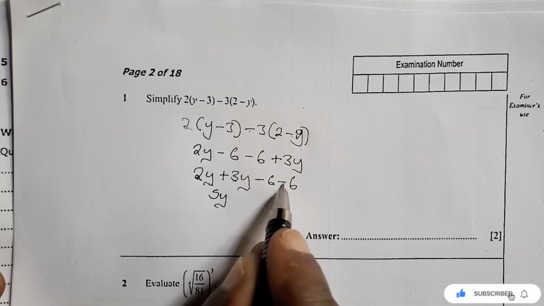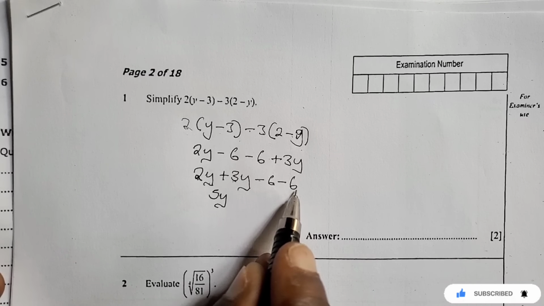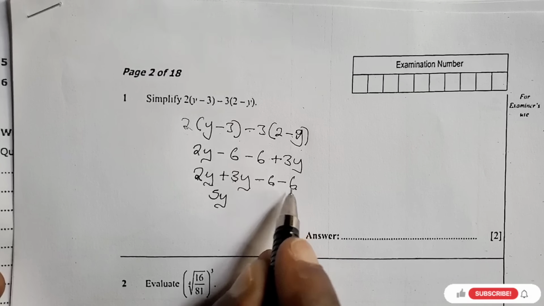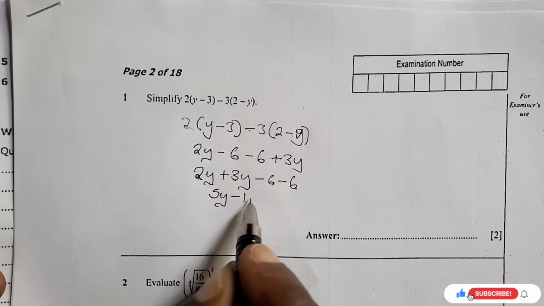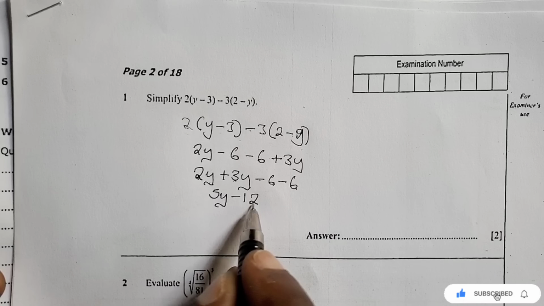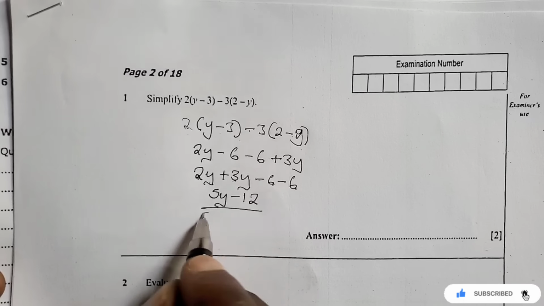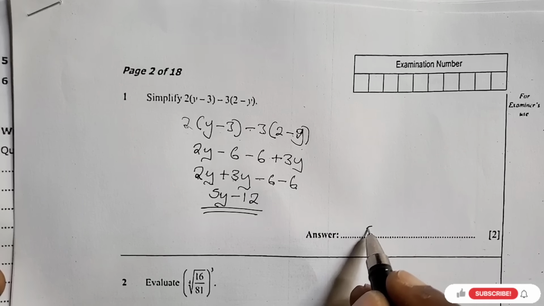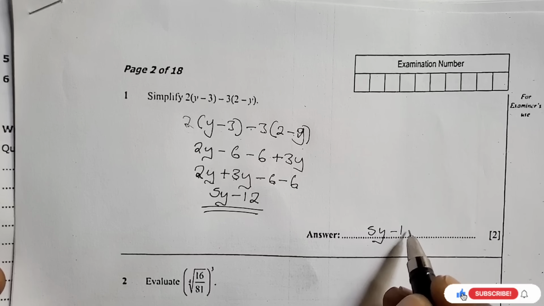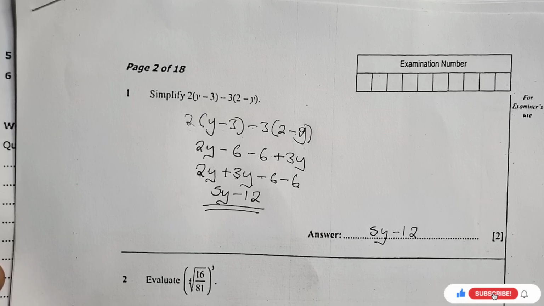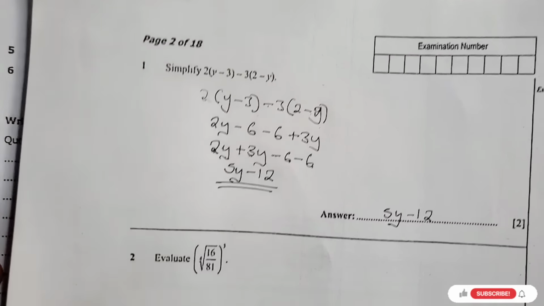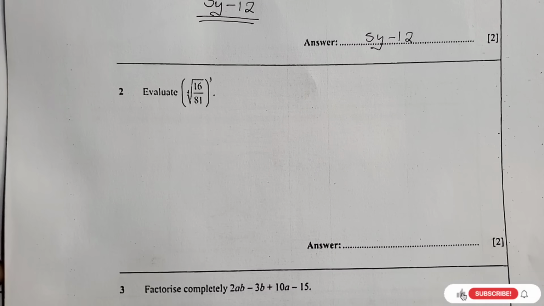Negative 6 minus 6. So we have 2 numbers with the negative sign. You add 6 plus 6, 12, then maintain the sign, so it's negative 12. Can we subtract here? No, because these are unlike terms. So you bring your answer here as 5y minus 12. This is very simple and it's 2 marks. This is under algebra, by the way, guys. Let's go to the next question.